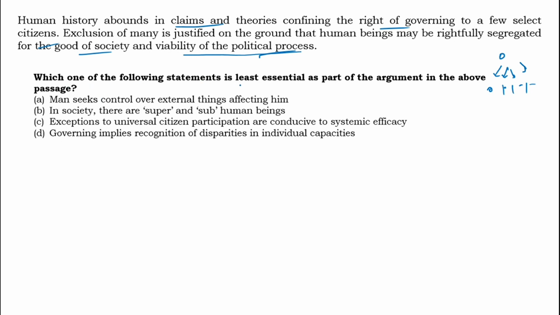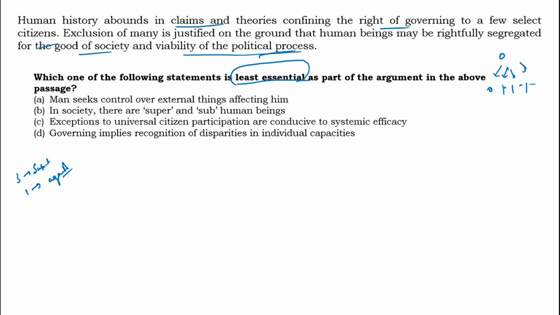Which one of the following statements is least essential as part of the argument in the above passage? For the last question, we chose the statement which supported the main theme of the passage, right? But this question asks us to choose the statement which is least essential. So here we will have three statements which support the passage, and there will be one statement which is least supporting or against the passage, and we have to choose it.